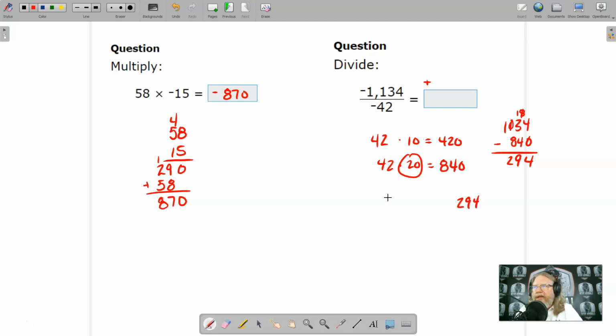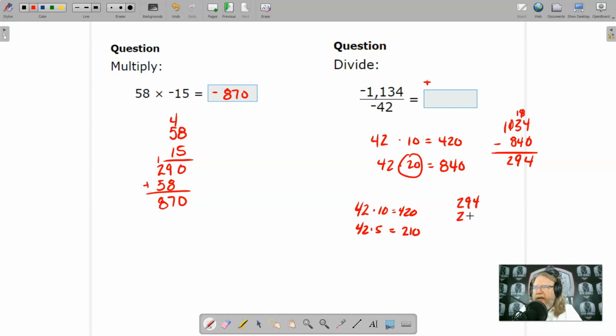Now let's think of that 42 again. Well, if I did 10 of them, that would be 420. That would be too much, right? So what if I tried, let's say, maybe 5 of them? Would that work? Let's try that. 42 times, well, wait a second. If 42 times 10 equals 420, then 42 times 5 must be half of that, because 5 is half of 10. So that must be, what, 210, which is less than 294.